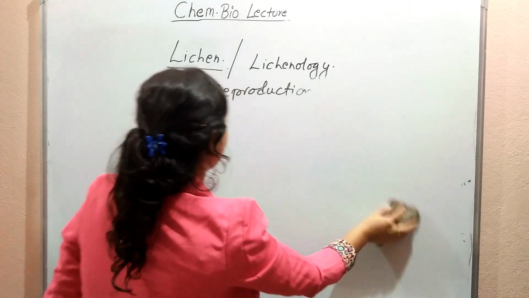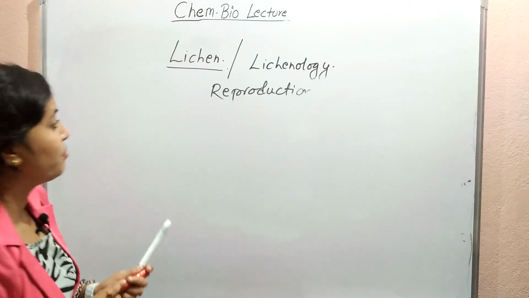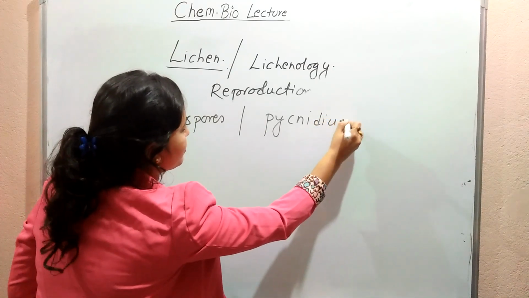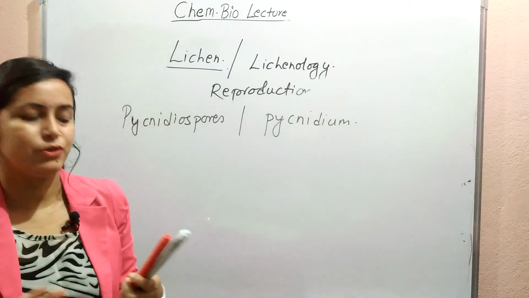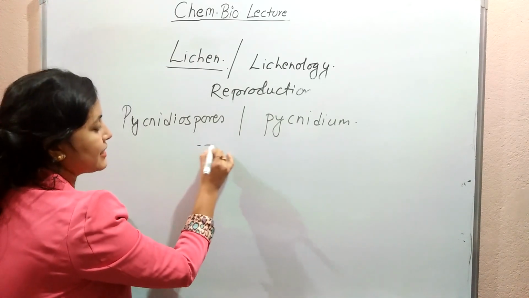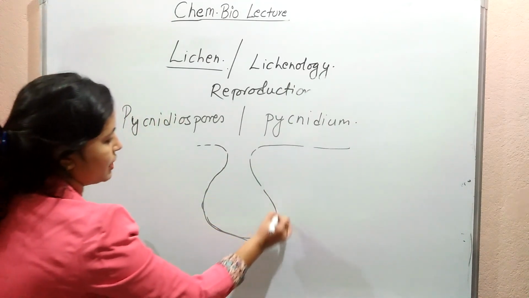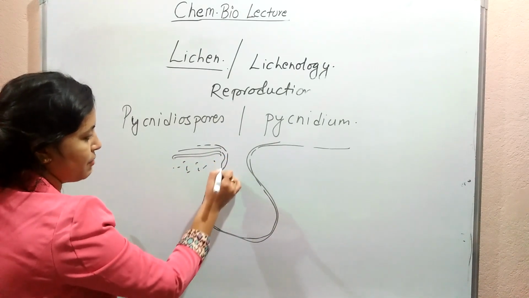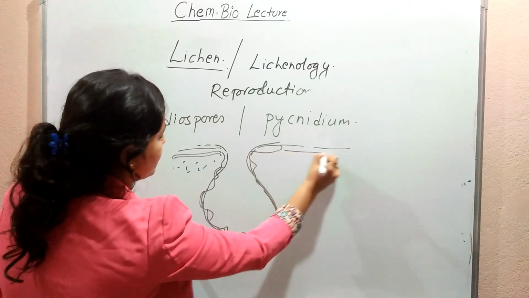Now let's see another mode of reproduction. I already said it occurs in rare cases, and that is reproduction by pycnidium, plural pycnidia. How does a pycnidium have its structure? They have a flask-shaped structure. I'm drawing the structure of a pycnidium. This must be the cortex region, there must be the algal component, the interwoven hyphae, and this must be the hyphae region.